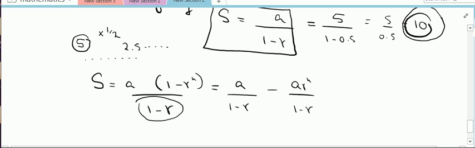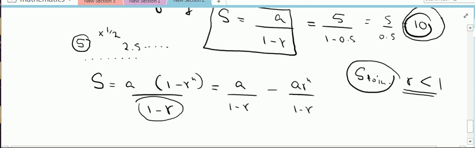Now the condition for sum to infinity has one condition, which is r should be less than 1. If it is greater than 1, you will keep on having a good amount of sum. There will be no end point of sum. But if r is less than 1, only then you can calculate the sum to infinity.